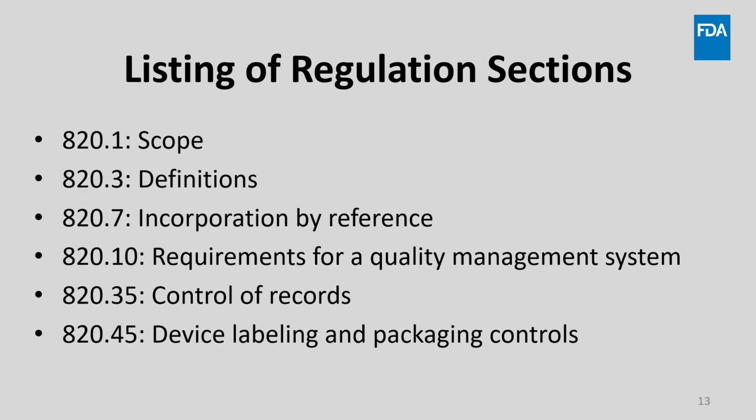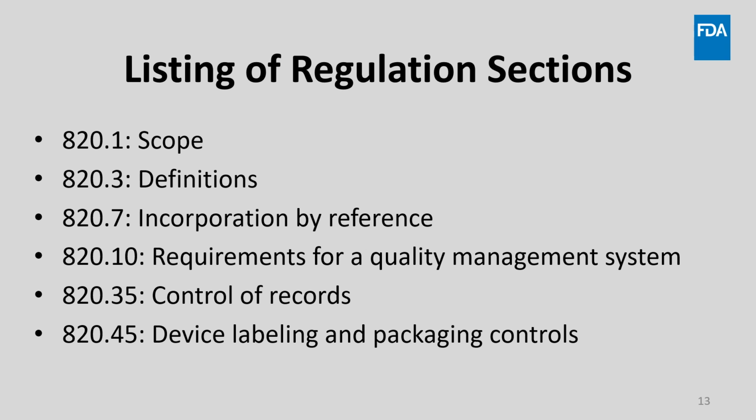Here, I outline the new regulation. I recommend getting used to the new format of the QMSR, as well as becoming familiar with the structure of the ISO 13485-2016 standard. We have the scope and definitions in 820.1 and 820.3 respectively. This is followed by the incorporation by reference section found in 820.7. Following this, we have the requirements for a quality management system in 820.10, control of records in 820.35, and device labeling and package controls in 820.45.